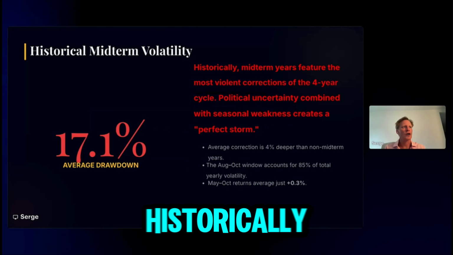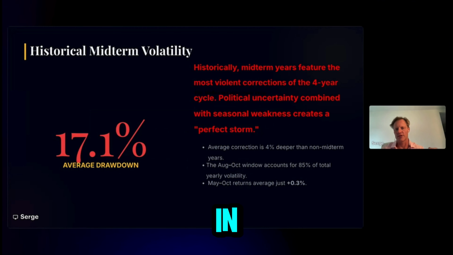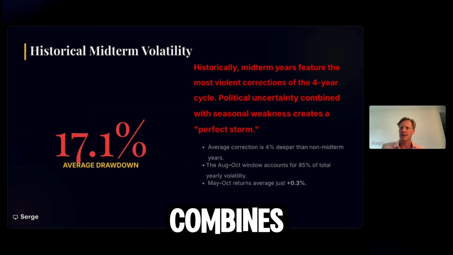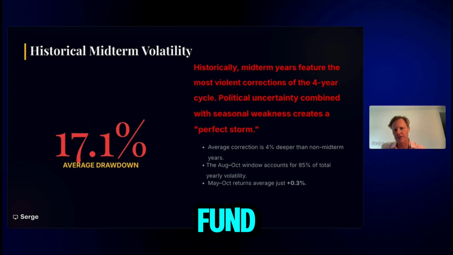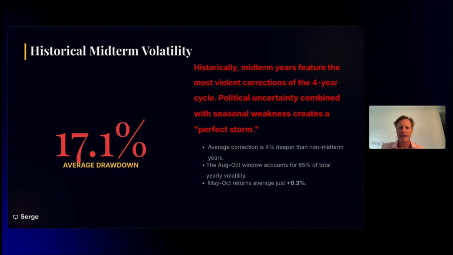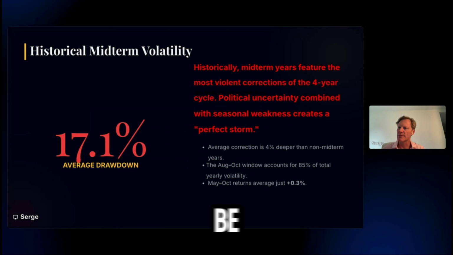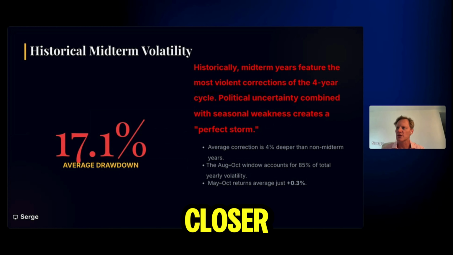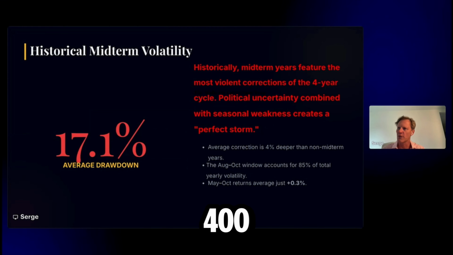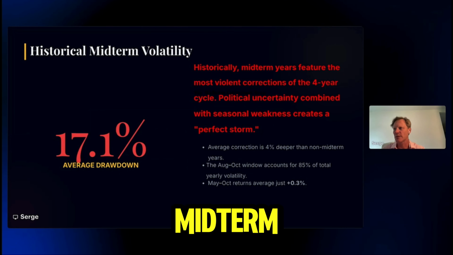So if you look at this historically, the midterm elections feature some of the most violent corrections in the regular four-year presidential cycle. It's kind of where political uncertainty combines with market forces, fund flows, and I guess we could call that seasonal weakness, and it can create a decent amount of volatility. If you look at the market dip, it's closer to about 17-ish%. So that's about 400 basis points, 4% deeper than in a usual non-midterm election year.